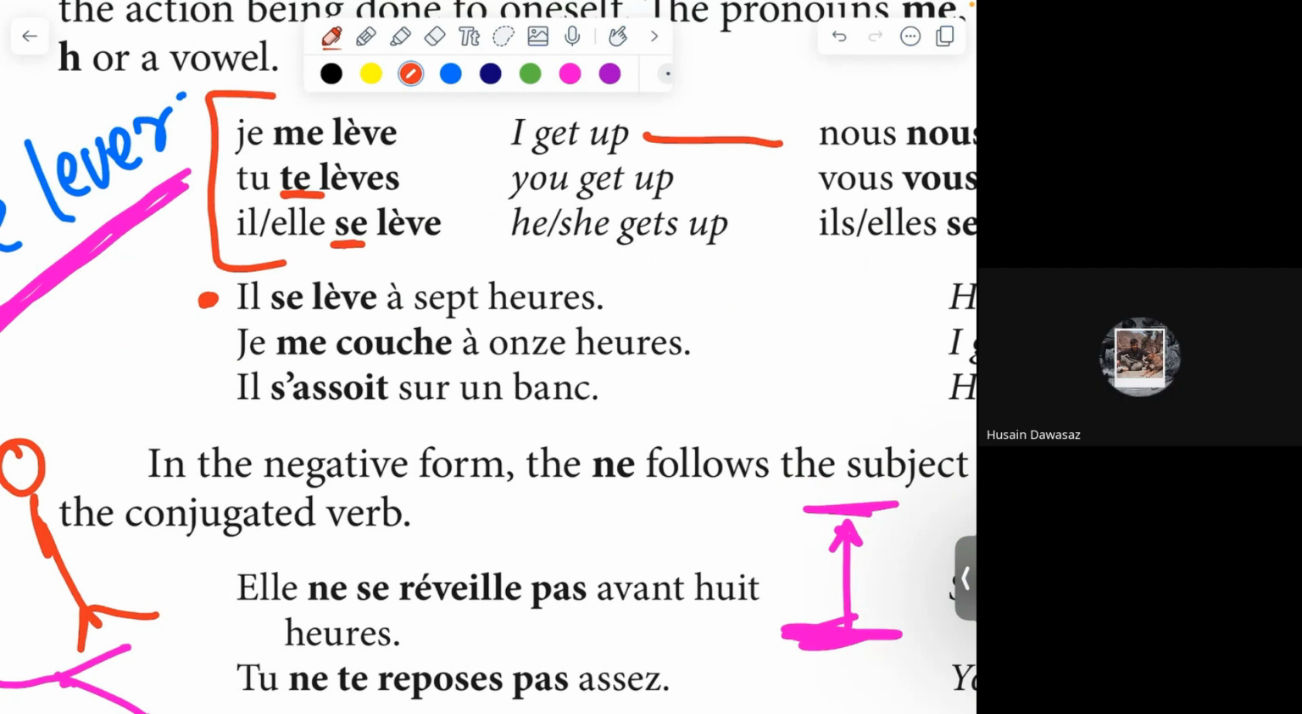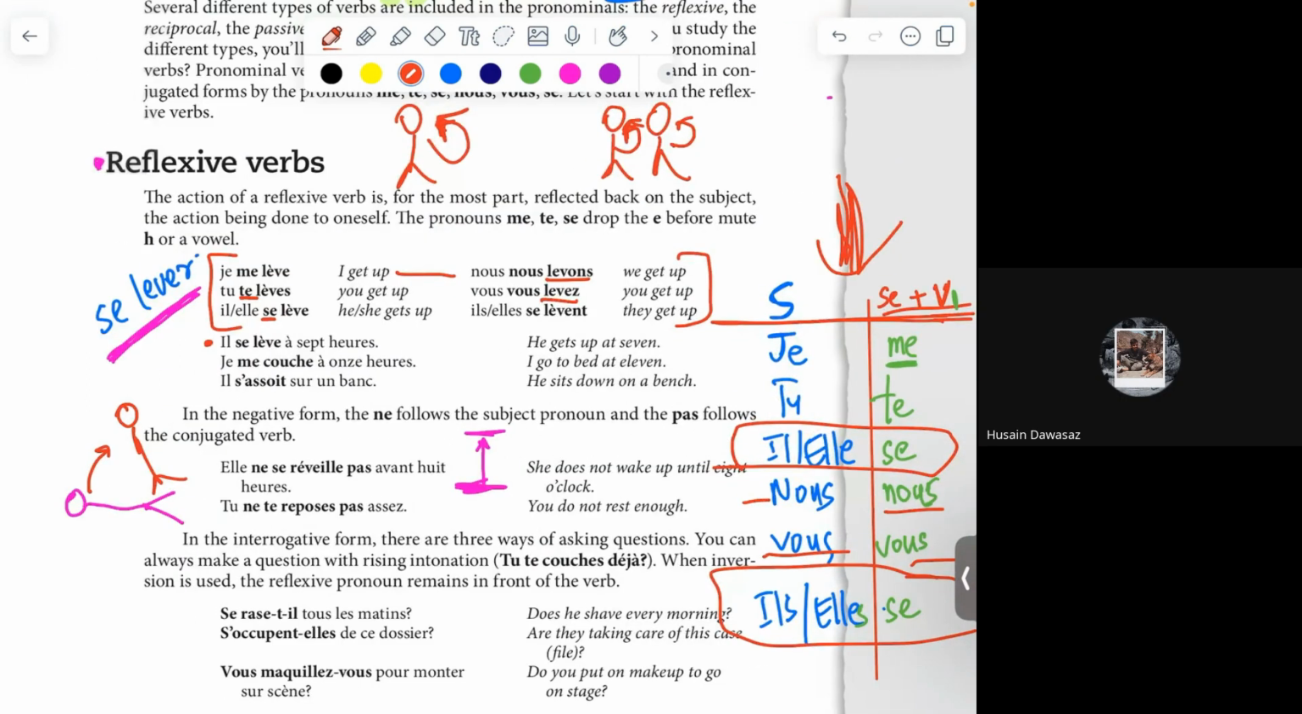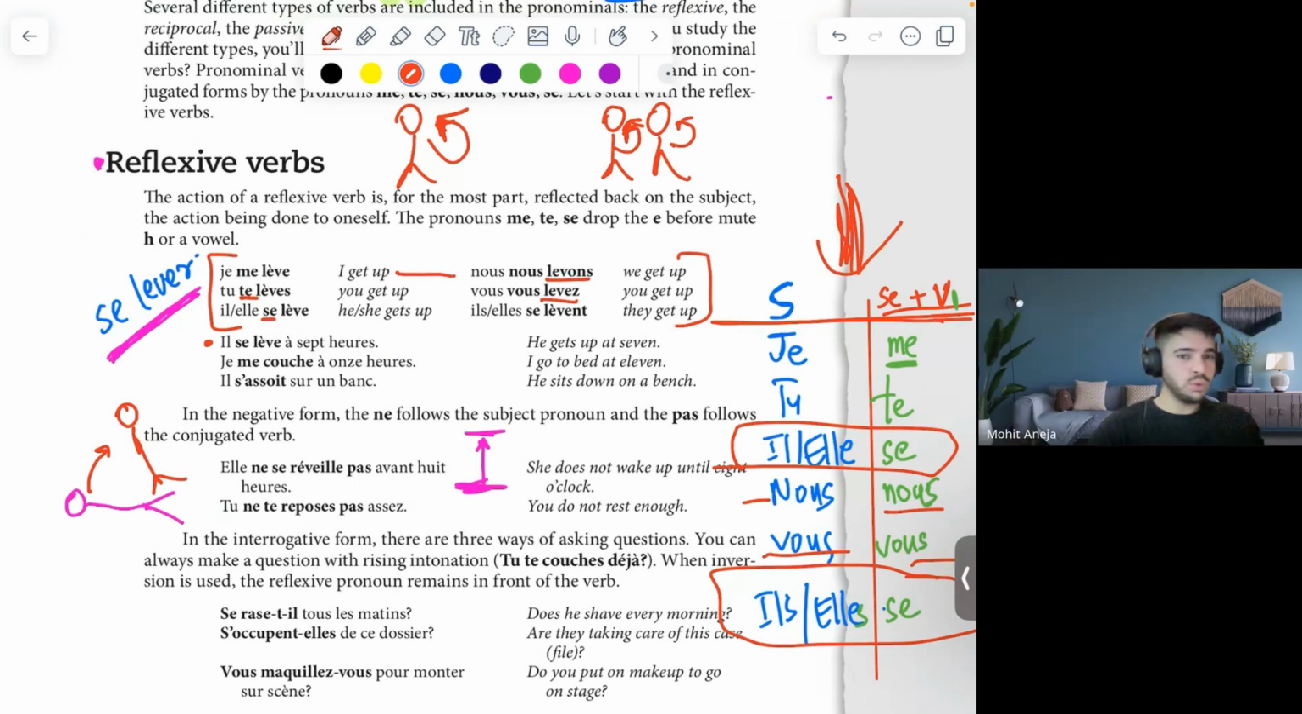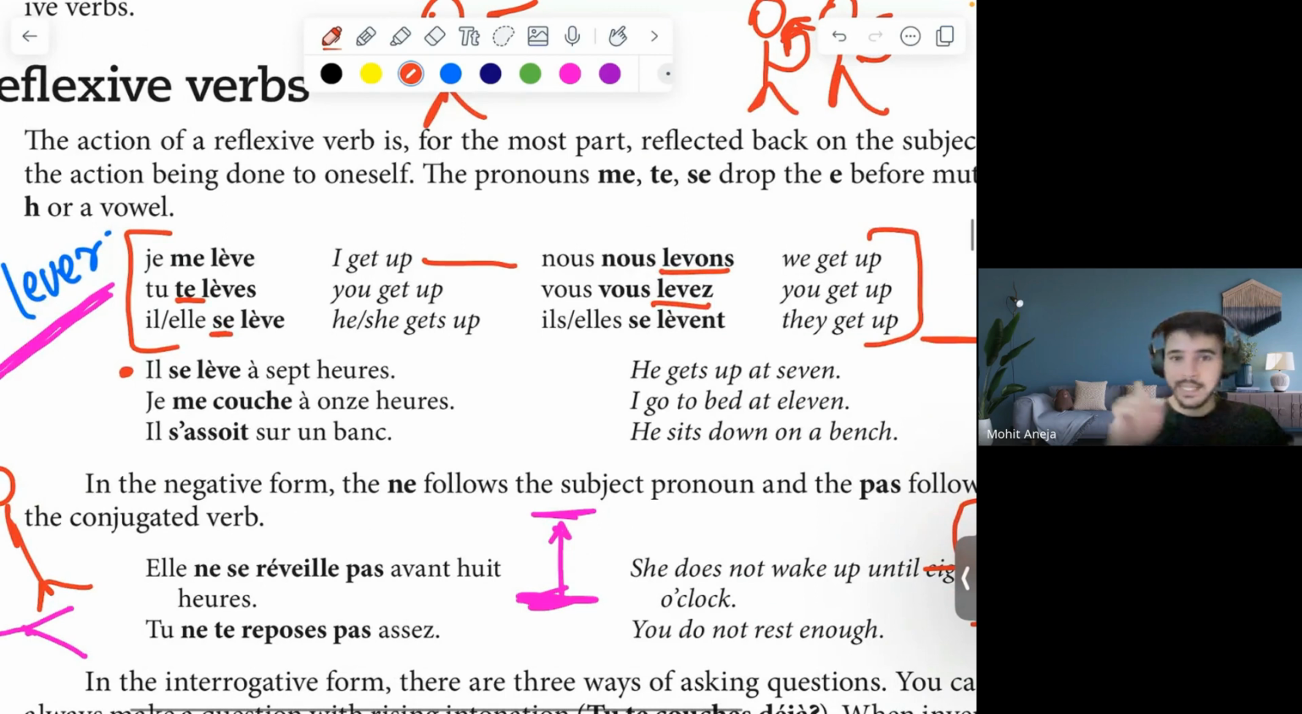Does this sentence mean that he woke up at 7? No, that would be past tense. We will read past tense later. Okay? But this means either of two things.